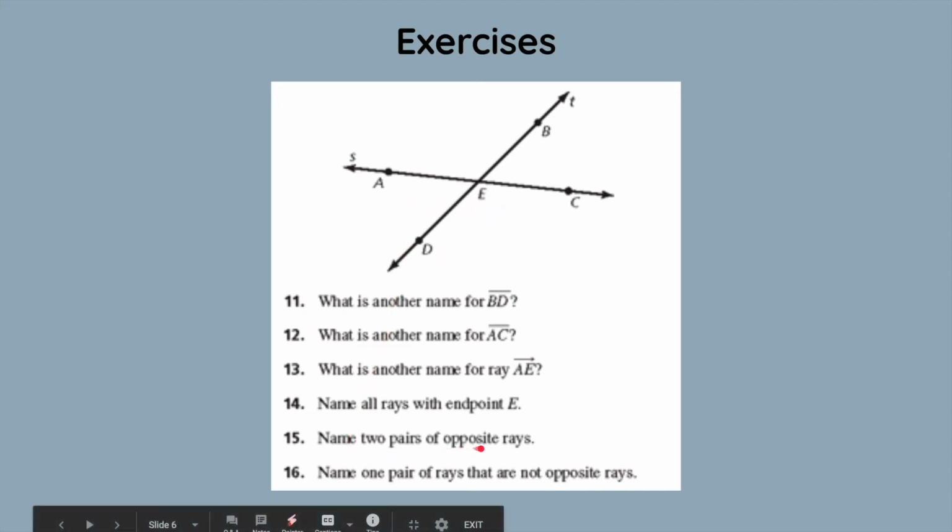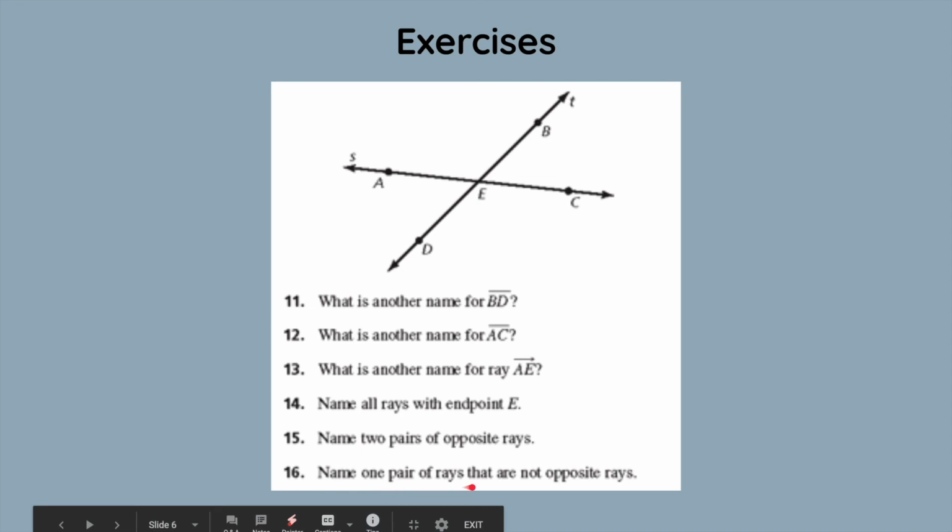Name 2 pairs of opposite rays. So opposite rays are basically just rays that are pointing in different directions or opposite directions from each other. So for example, we have ray EB and ray ED, and these are pointing in directly opposite directions, forming a line, and that would be considered opposite rays. Another pair of opposite rays would be ray EC and ray EA.